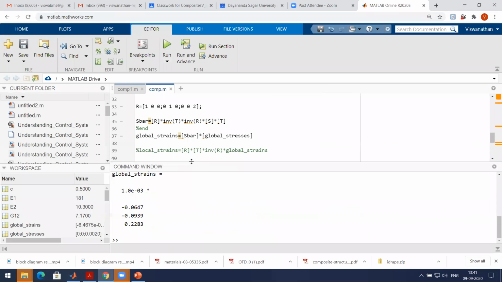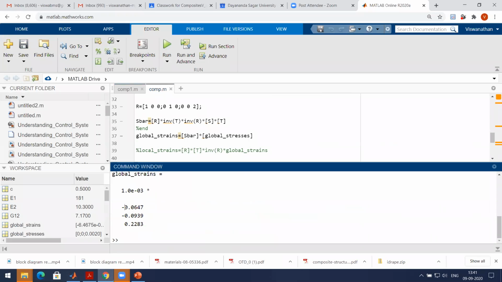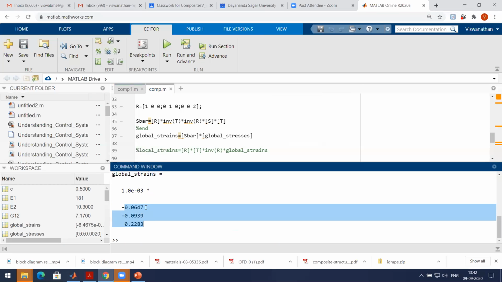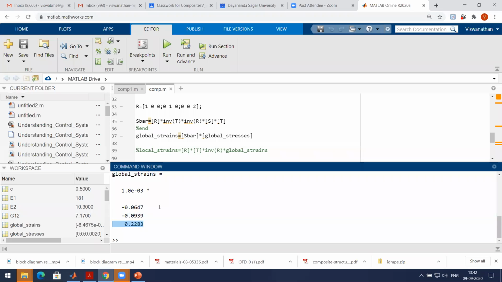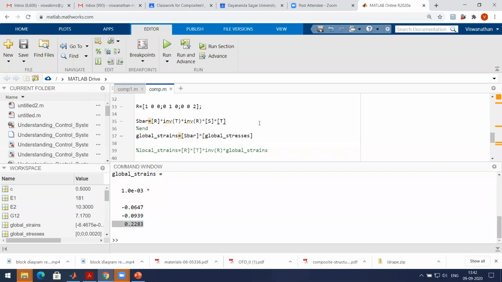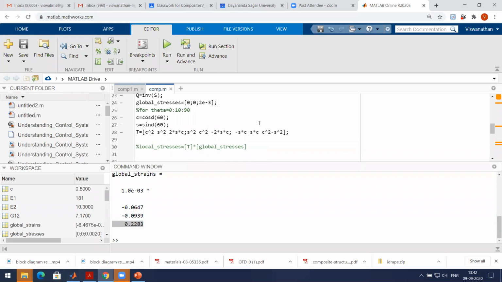So when you run this, what are these values? What is the first one? This is epsilon x. This is epsilon y. This is gamma xy. Okay. So what do you see here? What are the stress that you have given? What is the kind of stress that you have given?